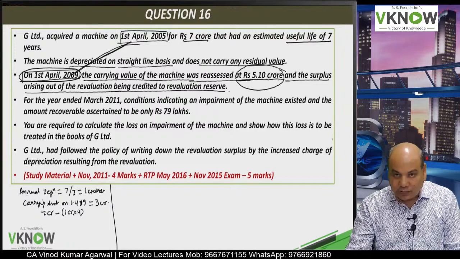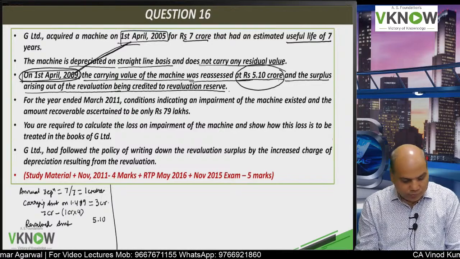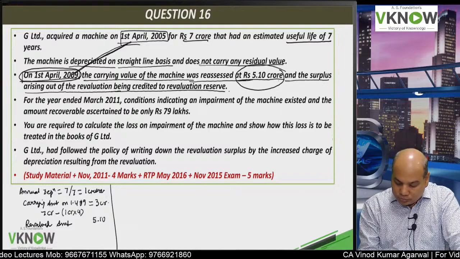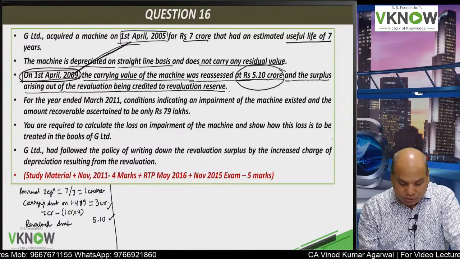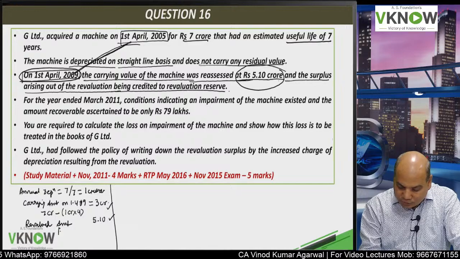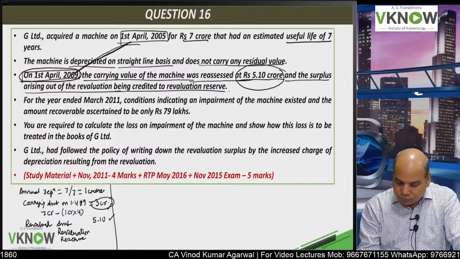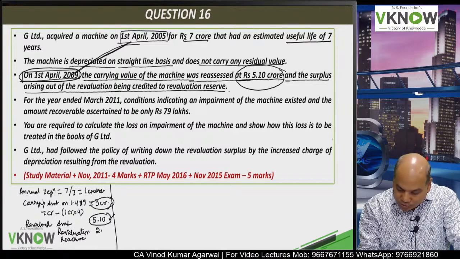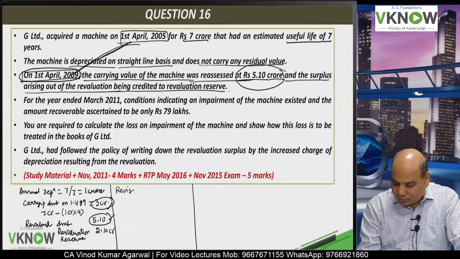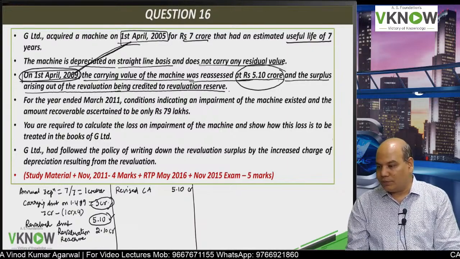But what they have done, they have computed the revaluation amount. The revalued amount is 5.10 crore. Book value is 3 crore. Revalued amount is 5.10 crore. So what is the revaluation reserve to be created? You are going to appreciate the value of the asset from 3 crore to 5.10 crore. You will create a revaluation reserve of 2.10 crore. After creating revaluation reserve, the revised carrying amount will be 5.10 crore.